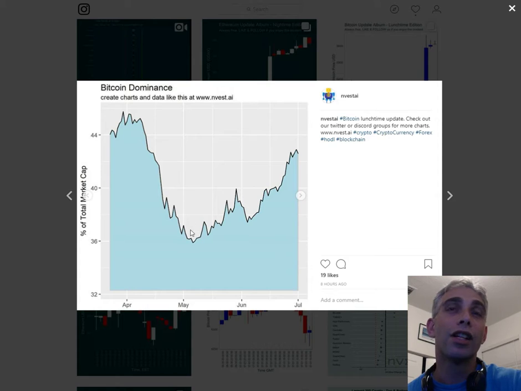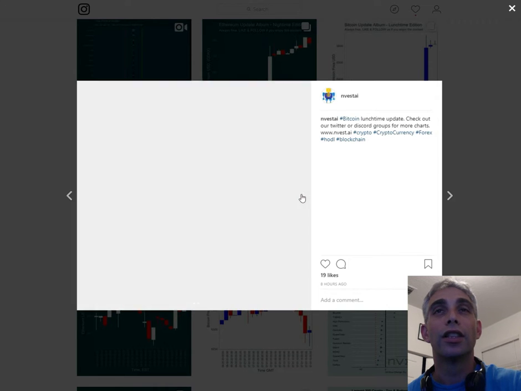But for right now, what the market is telling us is that the dominance is still going up, and I would wait for at least a couple of days where it starts to go down before reading too much into these little daily squiggles here.